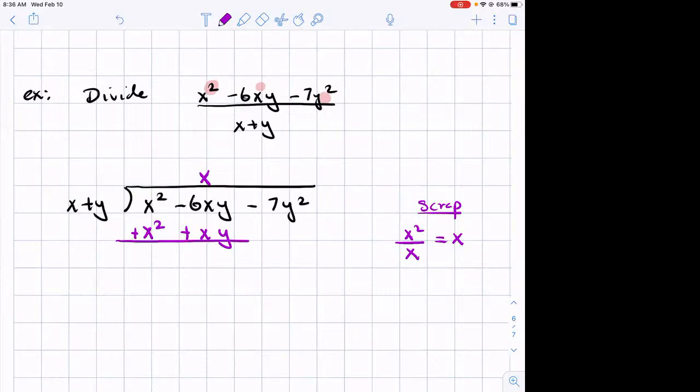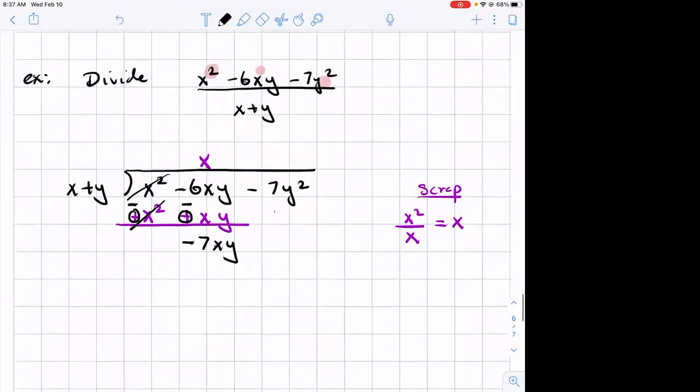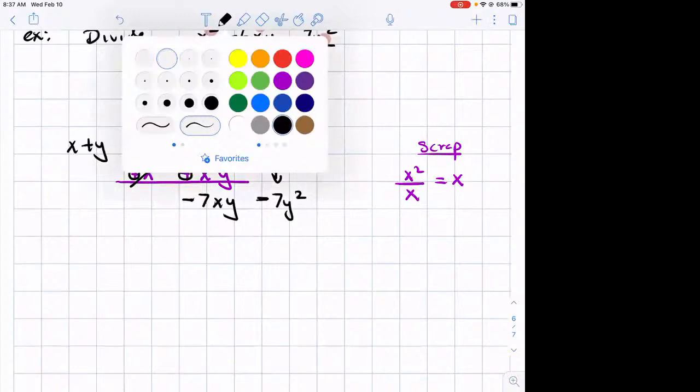And don't forget, you have to change the signs to their opposite. So minus 6xy minus xy becomes minus 7xy. Okay? Plus x squared minus x squared cancels. And immediately after you finish combining, you must bring down. And then we have scrap work again.